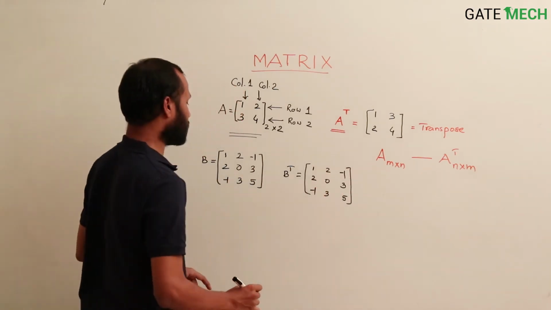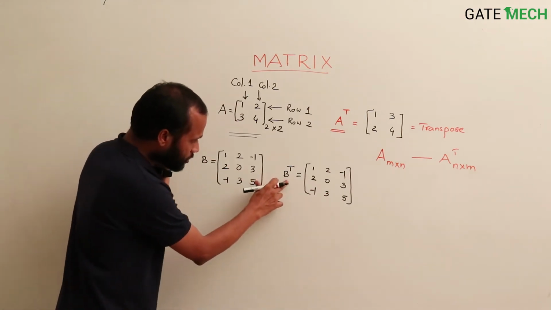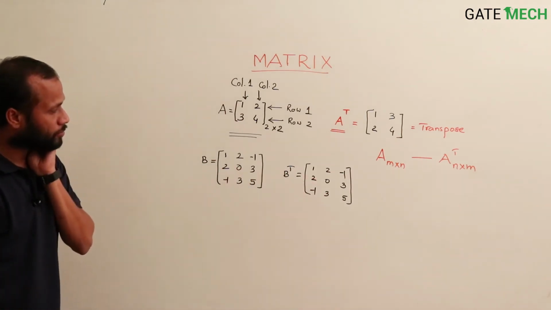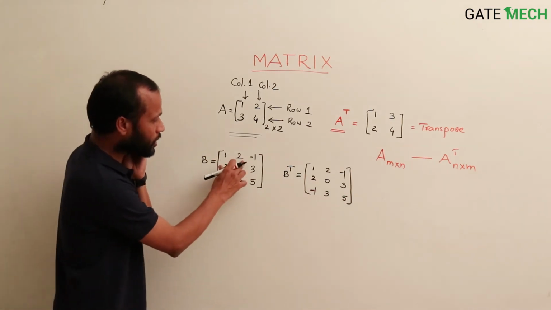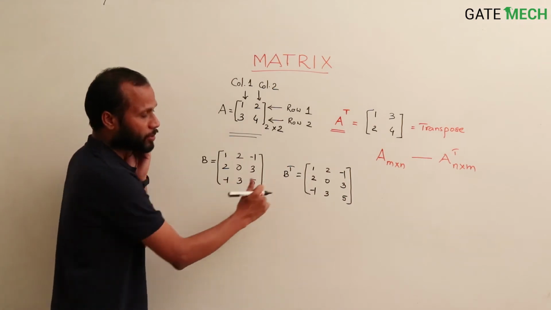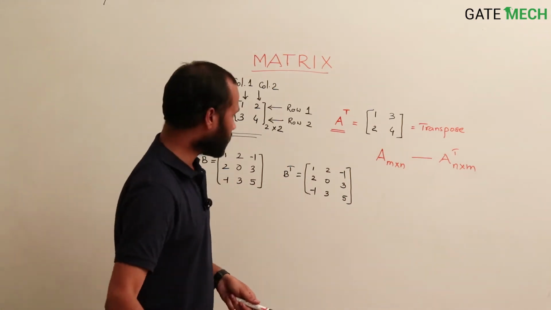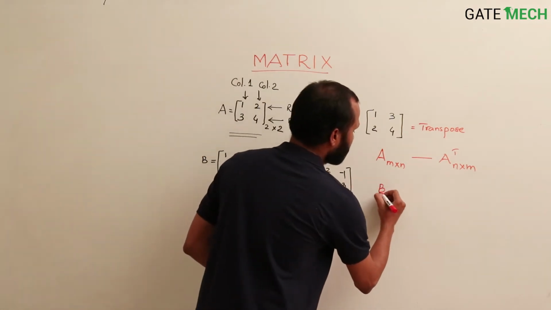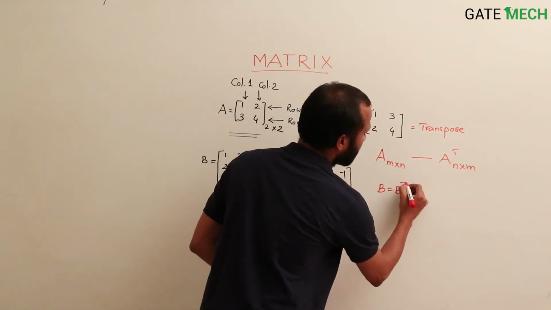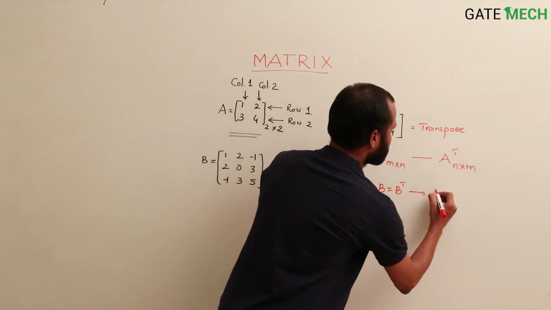If you compare B and B transpose, they look the same. 1, 2, minus 1, 1, 2, minus 1; 2, 0, 3, 2, 0, 3; minus 1, 3, 5, minus 1, 3, 5. So this kind of matrix where the matrix is equal to its transpose, such matrices are called symmetric matrices.